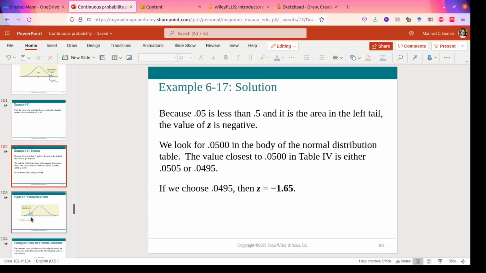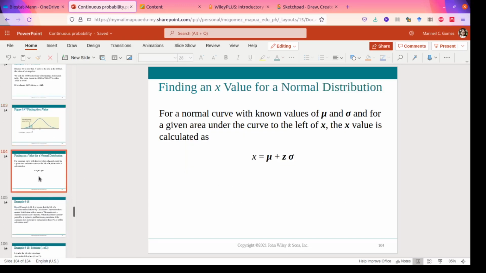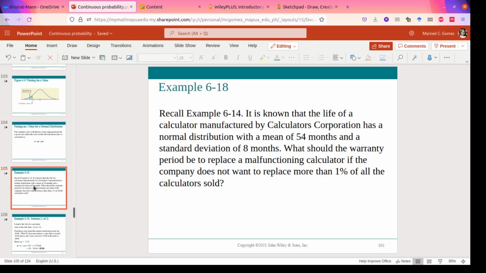So again, this is another similar example. Instead of just getting the average, it's much better to just choose one of the two possible outcomes. Okay, so if we extend this problem to our x values, the normal curve with known values of mu and sigma, that's the mean and the population standard deviation, for a given area under the curve to the left of x, the value of x is given by the same equation, we just rewrite it to find x. Here, the x is missing. So let's look at an example.